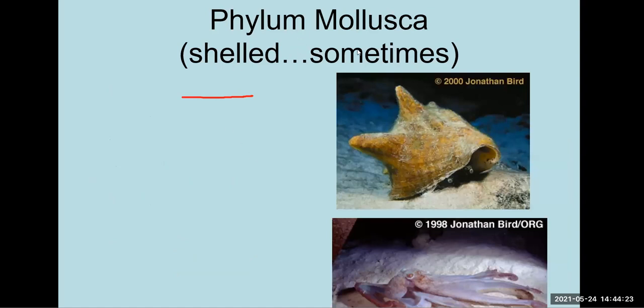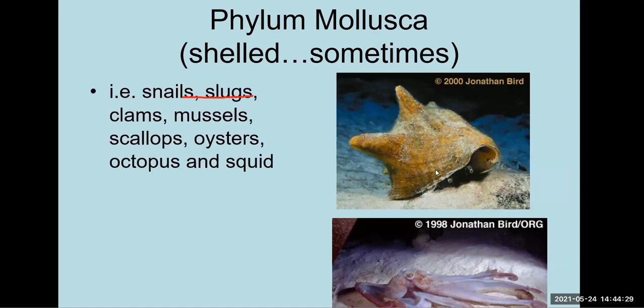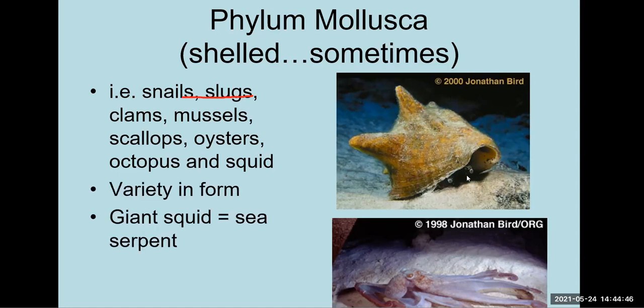Right. Another one is Phylum Mollusca. Have you ever seen this before? These corals or shelled snails, slugs, clams, mussels, oysters, octopus, and squid, scallops. They are called mollusks or Phylum Mollusca. They have different forms.